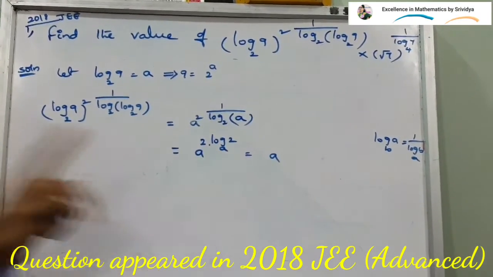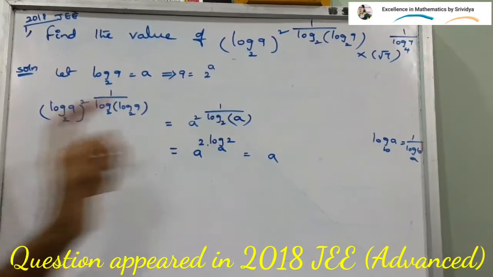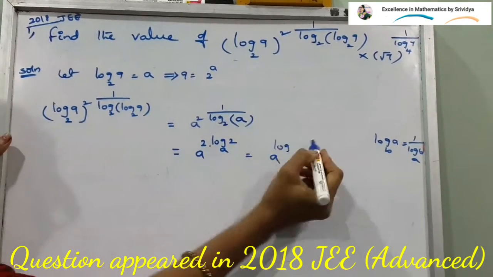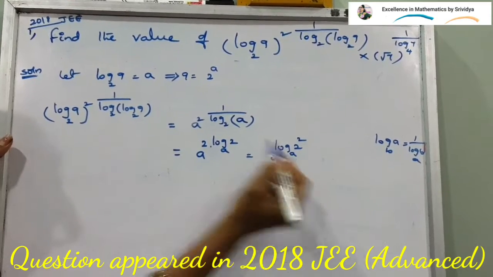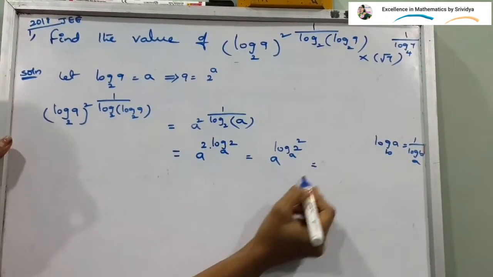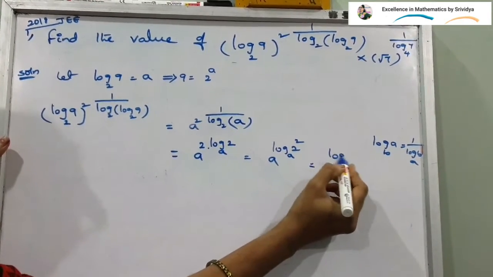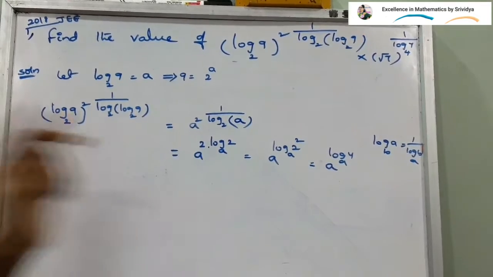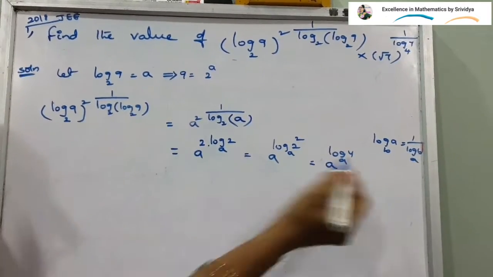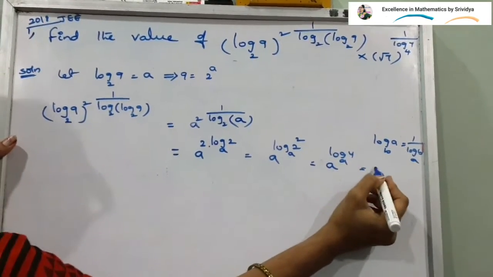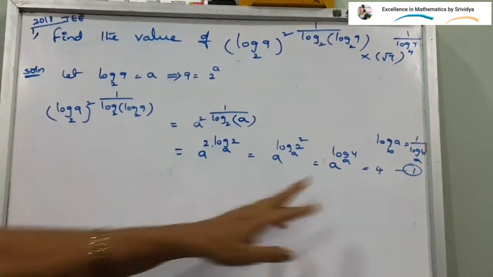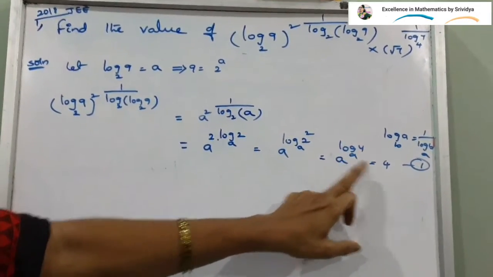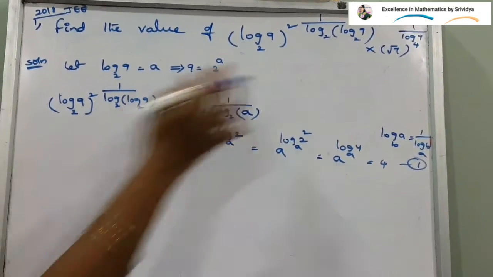Which is equal to a into, we know that m log a is equal to log a power m, then it will be a into log 2 square, that is 4, base a. Again, a power log 4 base a is equal to 4. This is equation 1. A power log 4 base a is equal to 4.